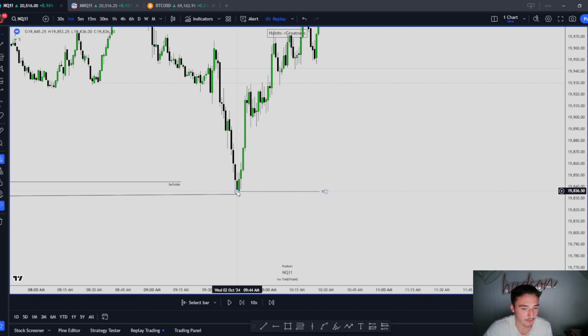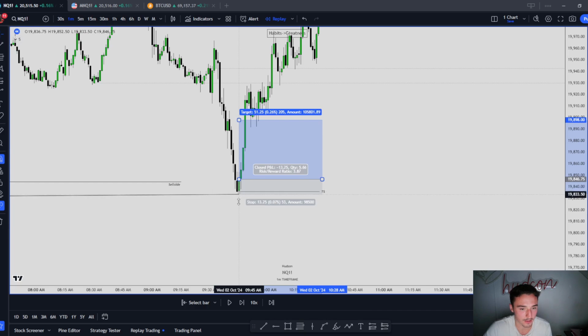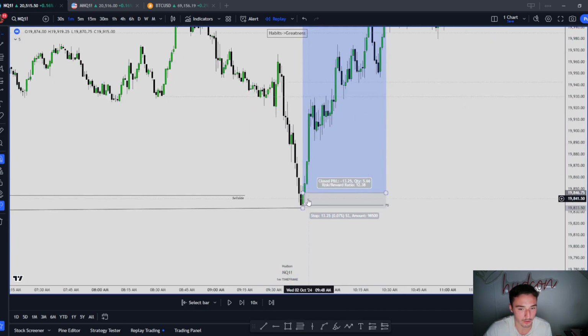Takes that 944 low, brand new 15-minute candle opens up, takes that low, closes green, enter. Stop here, target up here, right? Boom.